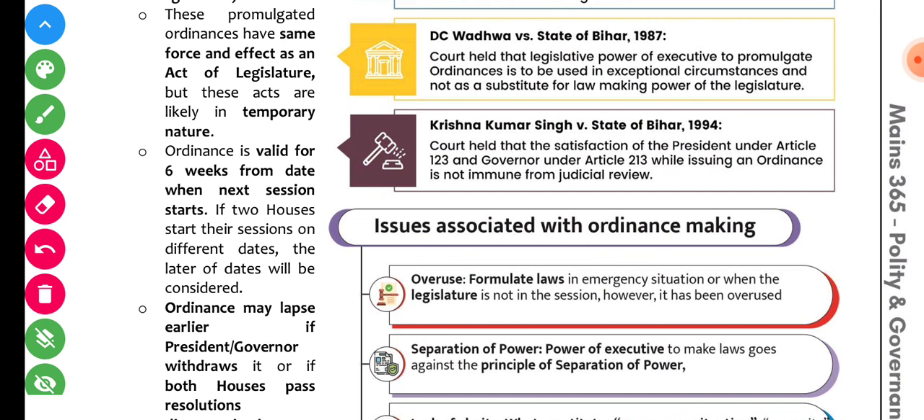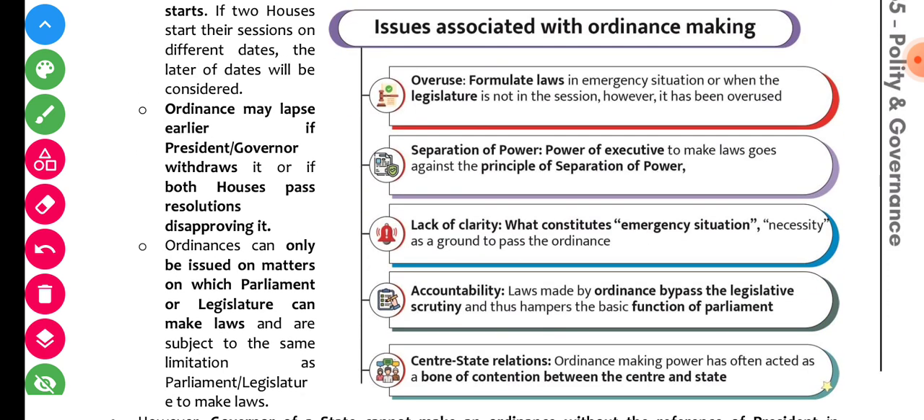And these promulgated ordinances have the same force and effect as an act of the legislature, but they are temporary in nature. An ordinance is valid for 6 weeks from the date when the next session starts. If the two houses start their sessions on different dates, the later of the dates will be considered. An ordinance may lapse earlier if the President or Governor withdraws it, or if both houses pass resolutions disapproving it. So remember this.